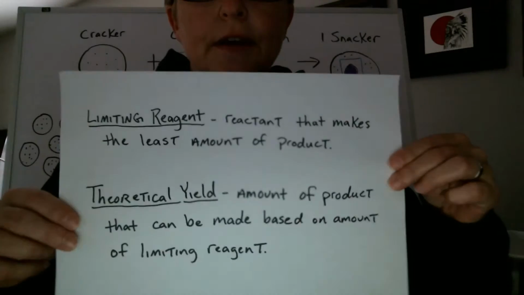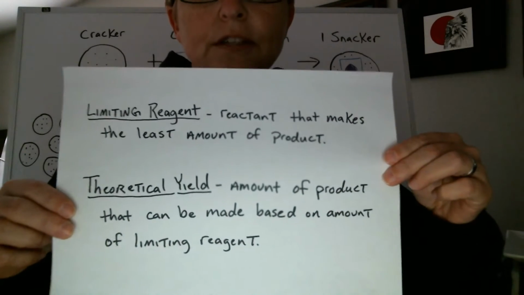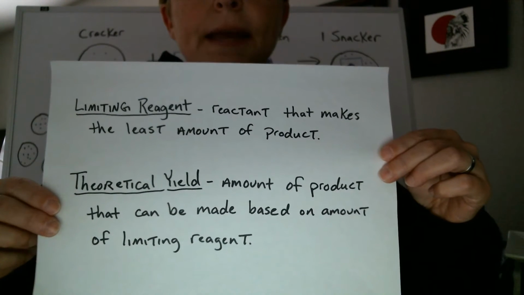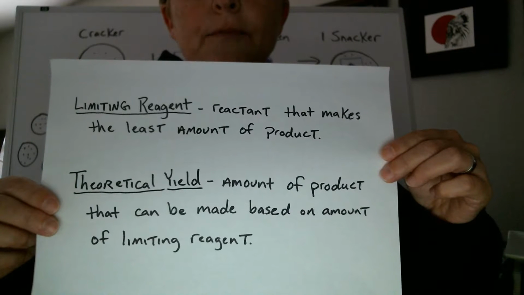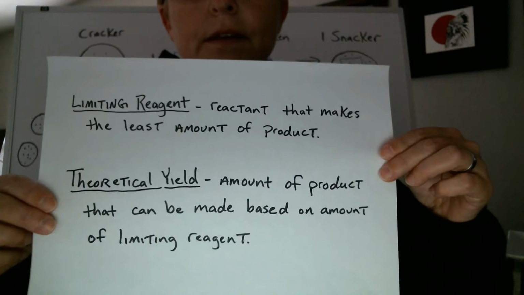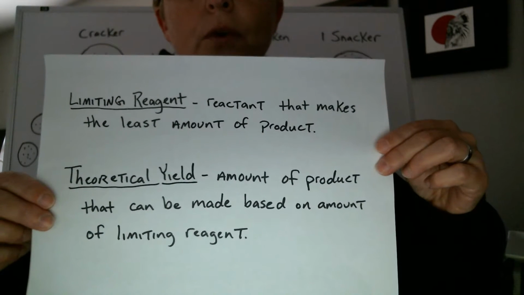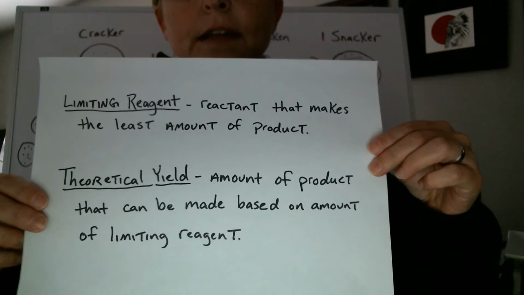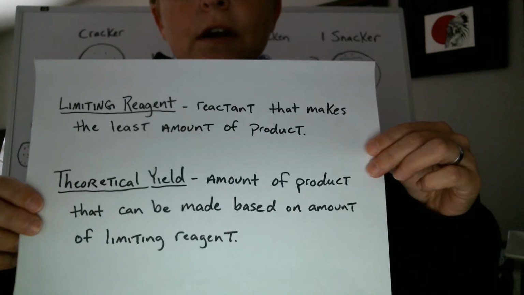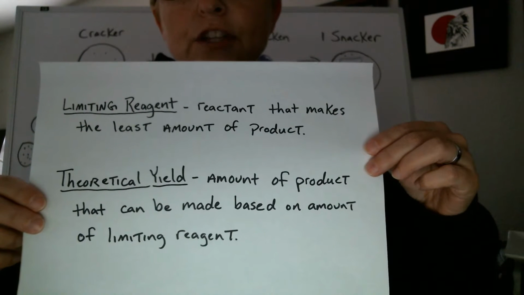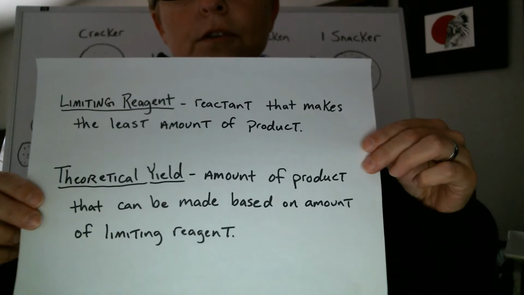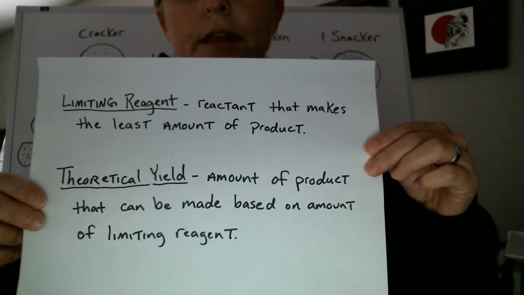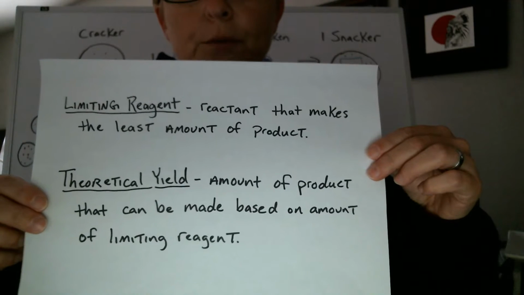We have limiting reagent, which is the reactant that makes the least amount of product. And then we'll have the theoretical yield, which is the amount of product that can be made based on the amount of the limiting reagent. If you want to pause here, you can write down this definition and then hit play and we'll continue.